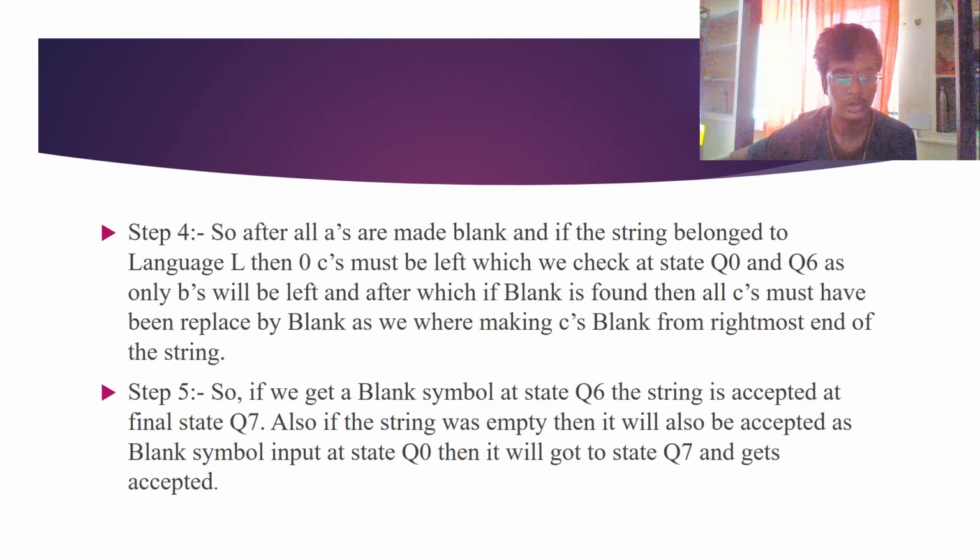Step 4. After all a's are made blank, if the string belongs to language L, then 0 c's must be left, which we check at state q0 and q6, as only b's will be left, after which if blank is found, then all c's must have been replaced by blank, as we were making c's blank from the rightmost end of the string. And the final step is, if we get a blank symbol at state q6, the string is accepted at final state q7. Also, if the string was empty, then it will also be accepted, as blank symbol input at state q0 will go to state q7 and get accepted.